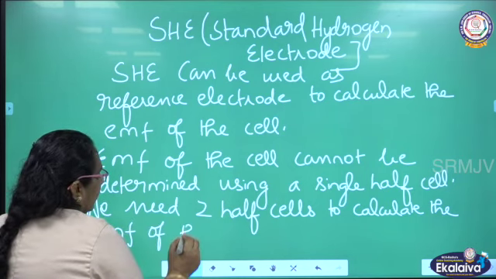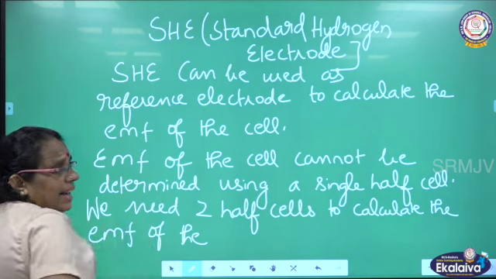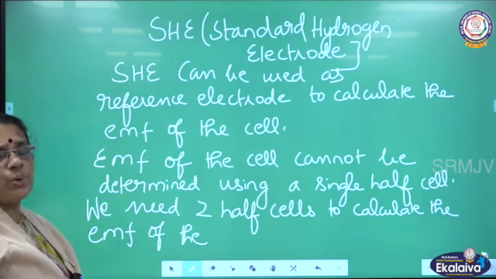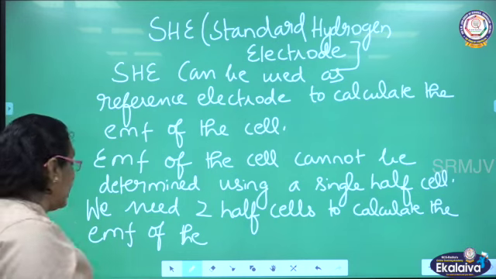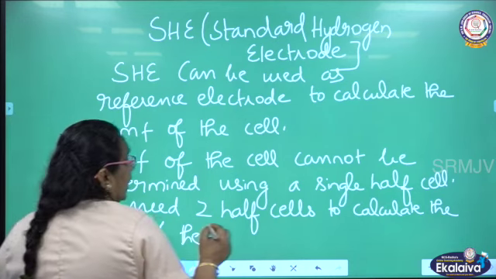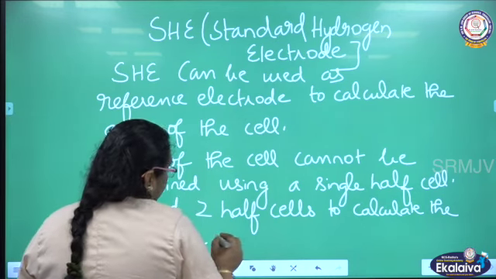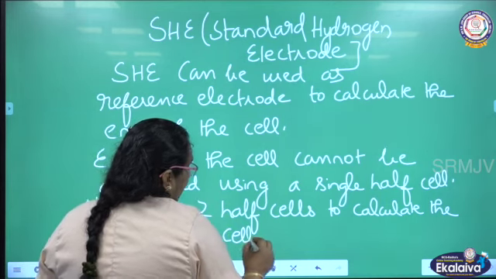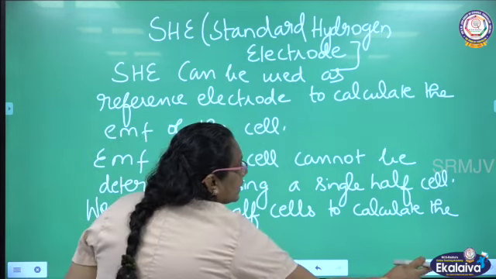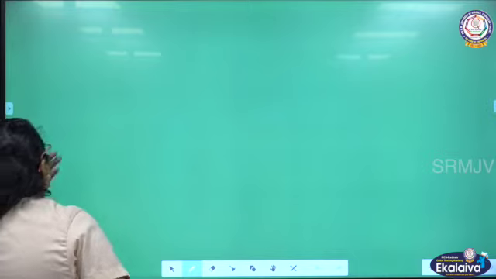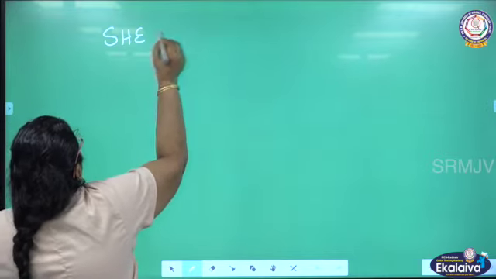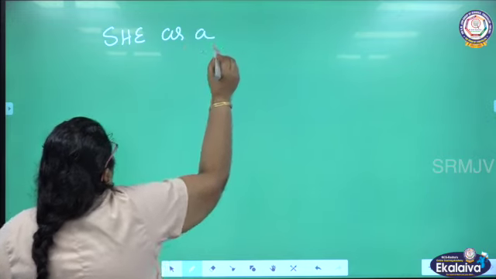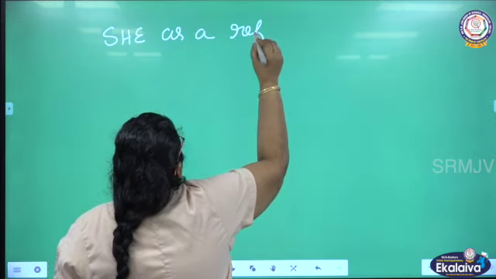Let us see how this standard hydrogen electrode can be used as a reference electrode to calculate the EMF of the cell. So, we need two half cells to calculate the EMF of the cell. Let us see how SHE can be used as a reference electrode.